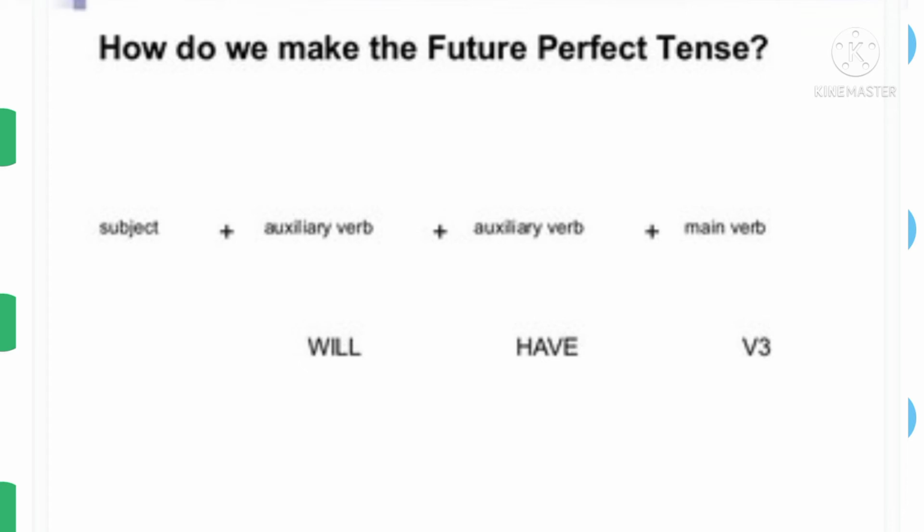Its structure is subject plus will or shall plus have plus V3. Okay, that means what is the difference here? Only we will add will or shall along with have forms.